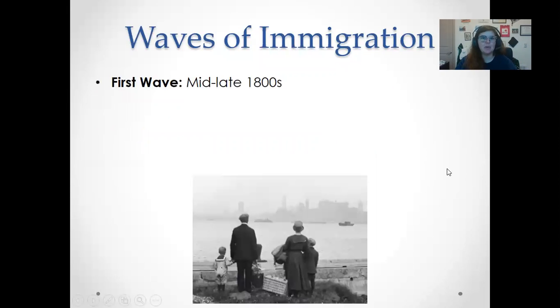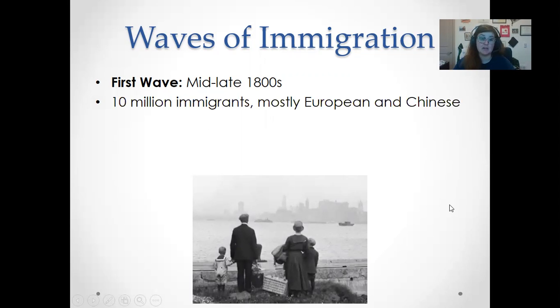All right, so there were a few different waves of immigration during this period. The first wave was from the mid to late 1800s, so kind of the 1850s-ish to the 1880s. And this consisted of about 10 million immigrants, mostly European and Chinese immigrants primarily. So Europeans coming generally to the East Coast, Chinese people coming across the Pacific to the West Coast.